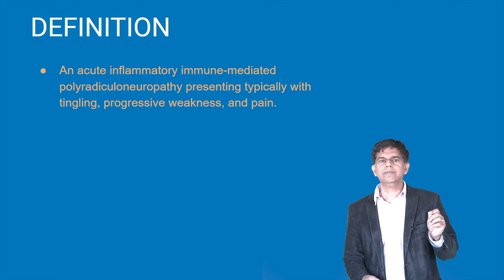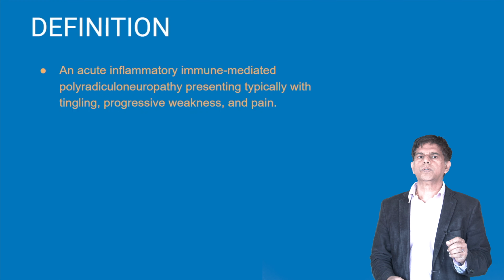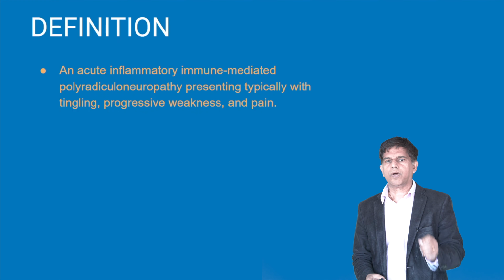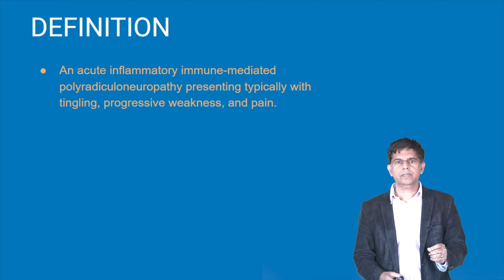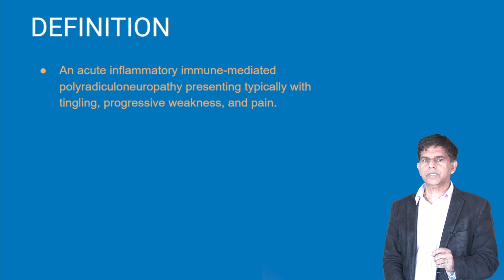So what is our definition? Acute inflammatory immune-mediated polyradicular neuropathy, presenting typically with tingling, progressive weakness, and pain. That is our definition of Guillain-Barré syndrome.